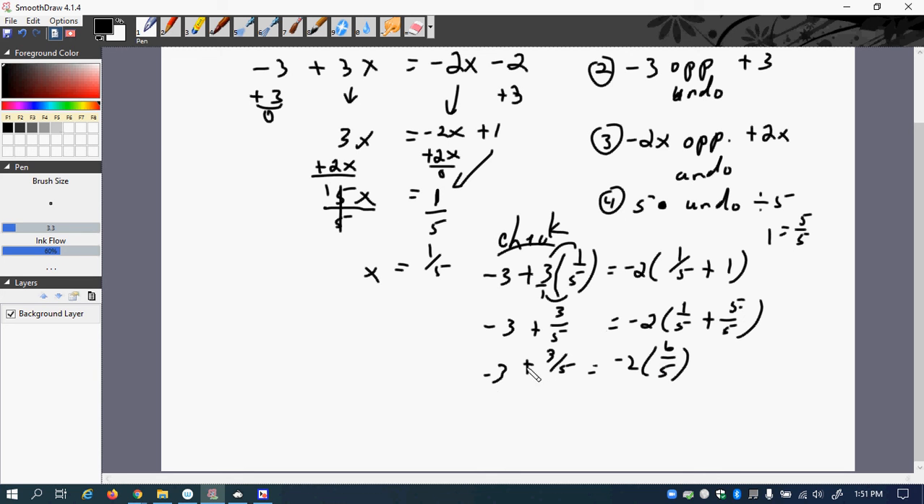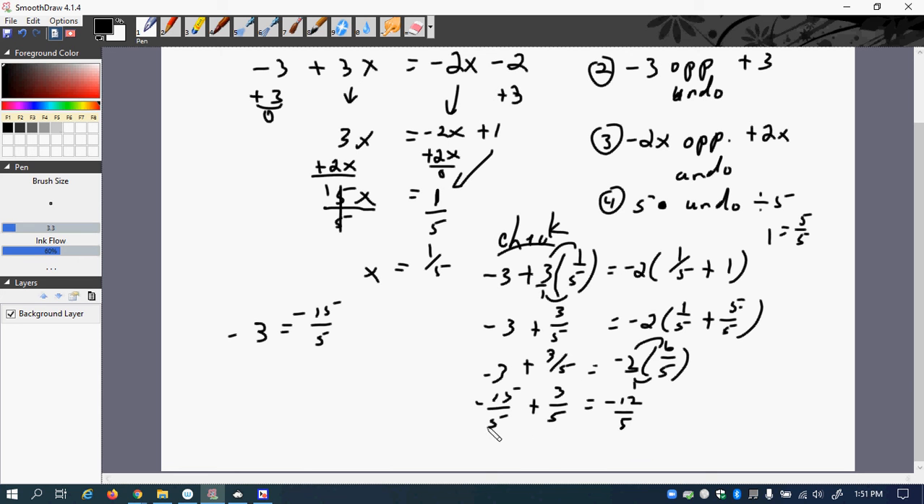Okay. Same thing here for 3. Negative 3 is the same thing as negative 15 over 5, because negative 15 divided by 5 is negative 3. Okay. So we have negative 15 over 5. Right? And that's plus 3 over 5. And now this one we multiply numerator to denominator. So negative 2 times 6 is negative 12. 1 times 5 is 5.